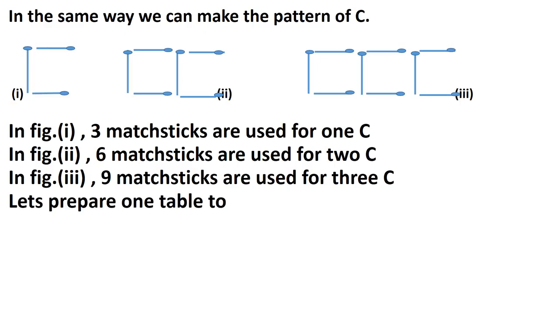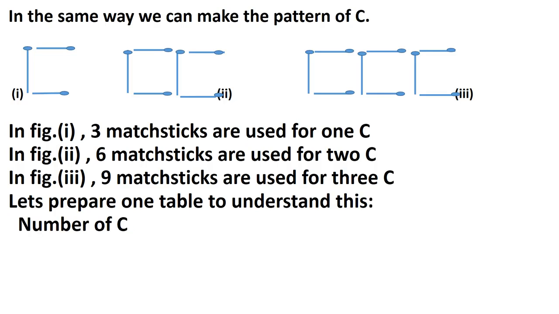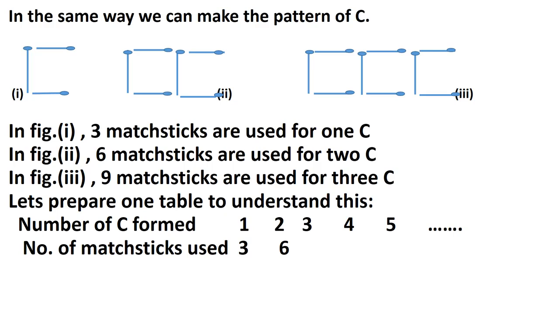Now let's prepare a table once again to understand this. Number of times C is formed: let it be 1, 2, 3, 4, 5 and so on. Now the number of matchsticks used. For 1, 3; for 2, 6; for 3, 9; for 4? How do we find out the number of matchsticks used in 4? Because in 1C we are using 3 matchsticks. If 3 matchsticks are used in one, how many will be used in 4? That is 4 multiplied by 3. So 12, and in 5 it is 15.